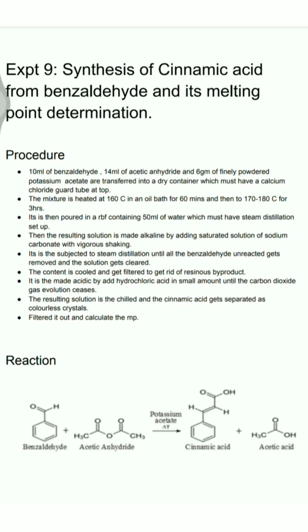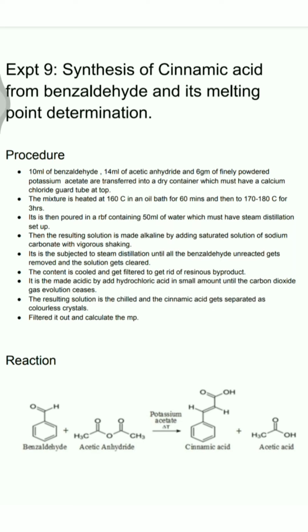Now we focus on the procedure. First, we have to take 10 ml of benzaldehyde, 14 ml of acetic anhydride, and 6 ml of finely powdered potassium acetate, and transfer them into a dry round bottom container which must have a calcium chloride guard tube at the top. The calcium chloride guard tube will act as a dehydrating or desiccating agent.